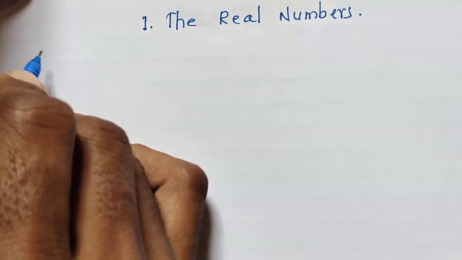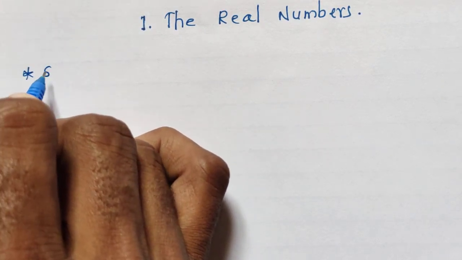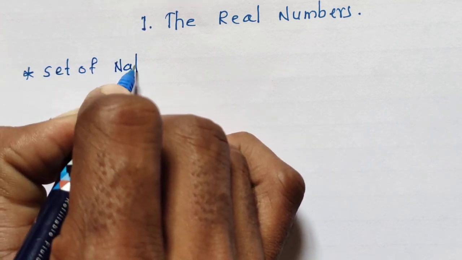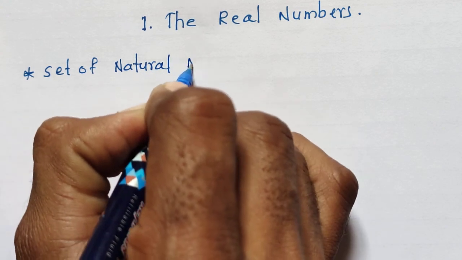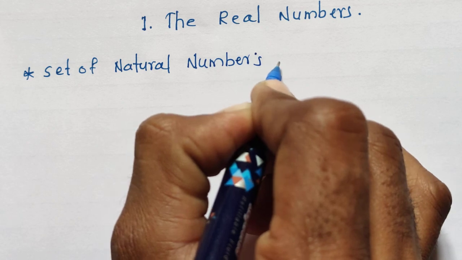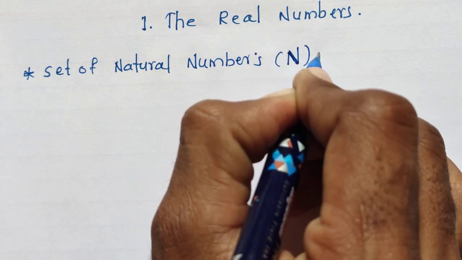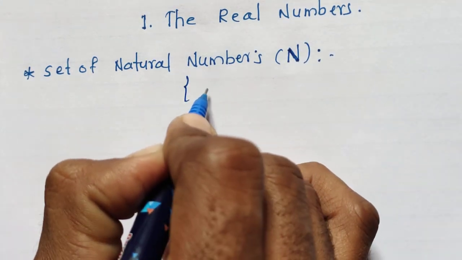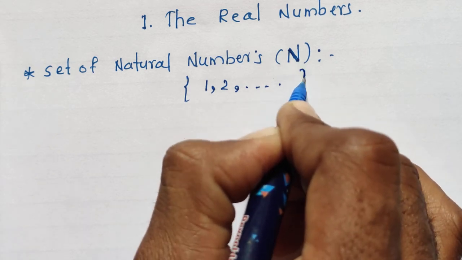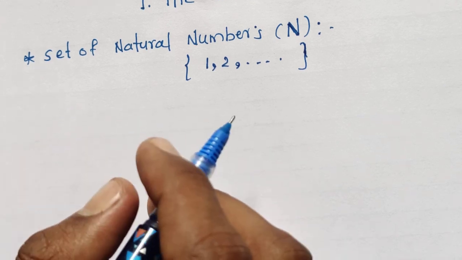So the first set is the set of natural numbers. The notation of the set of natural numbers is N, and we know that the set starts from 1, 2, and this set is an infinite set. So the first set is the set of natural numbers. Now we will discuss the second set.